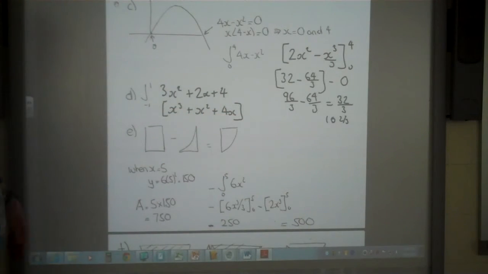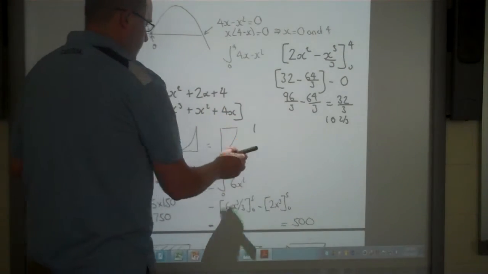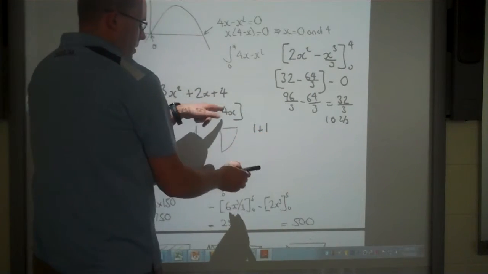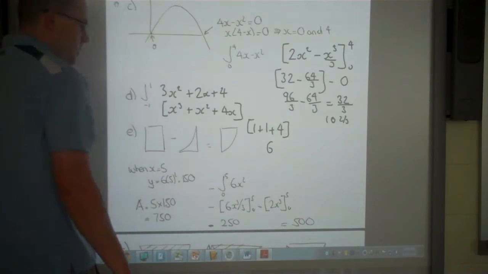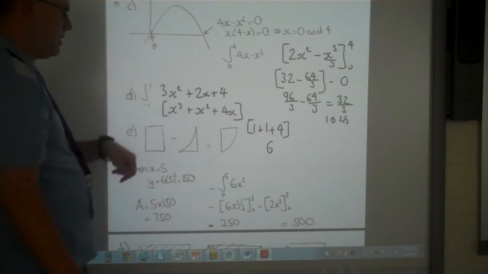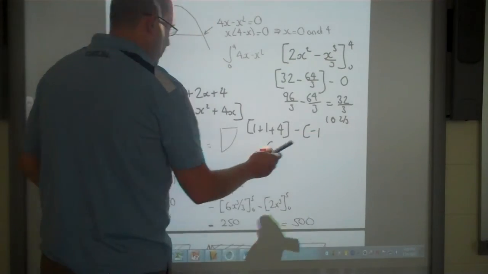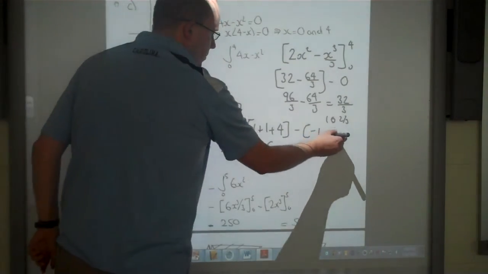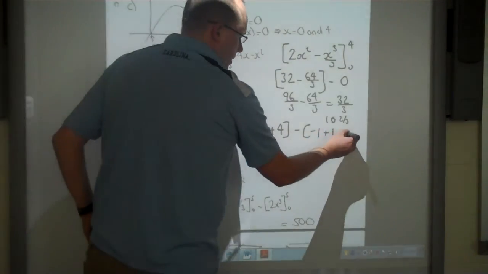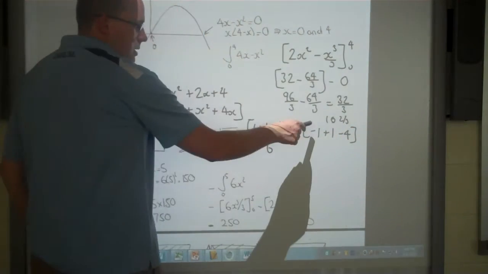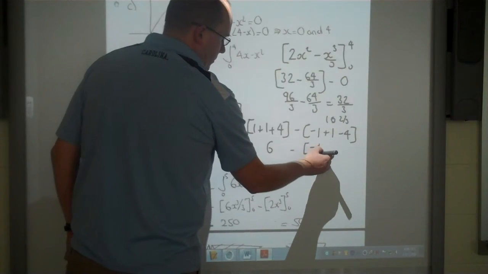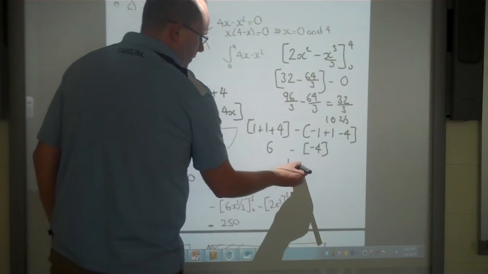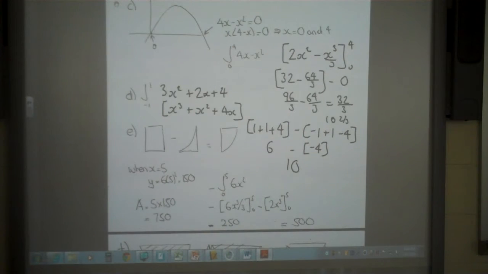So between 1 and negative 1, so 1 cubed is 1, 1 squared is also 1, 4 times 1 is 4. So in our first set of parentheses we've got 6. And when we plug negative 1 in, negative 1 cubed is negative 1, 1 squared is 1, and 4 times negative 1 is negative 4. So negative 1 plus 1 is 0, take away 4 is negative 4, and 6 take away negative 4 would give us 10. So there's our answers to C and D as well.